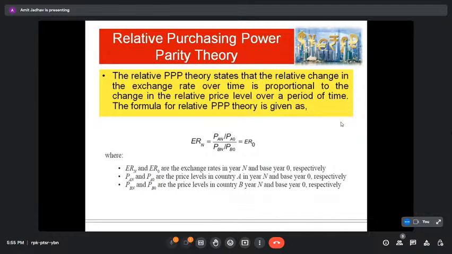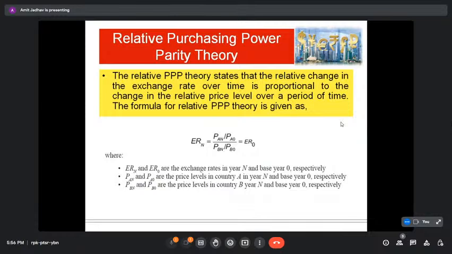So basically, in the purchasing power parity theory, the relative purchasing power parity theory states that the relative change in the exchange rate over time is proportional to the change in relative price levels over a period of time. The formula of relative purchasing power parity theory is given below.